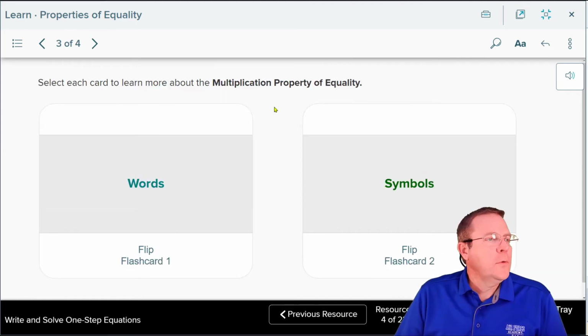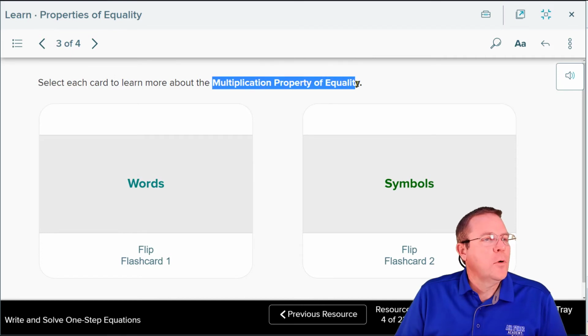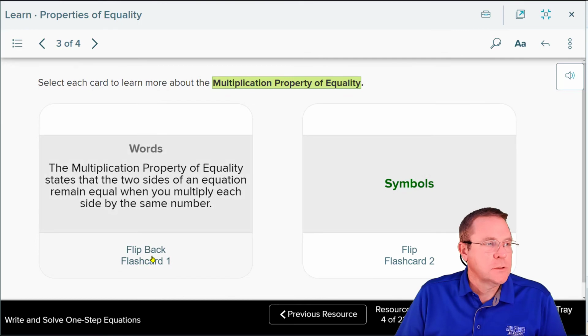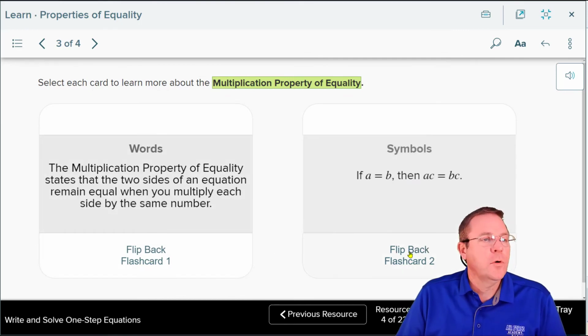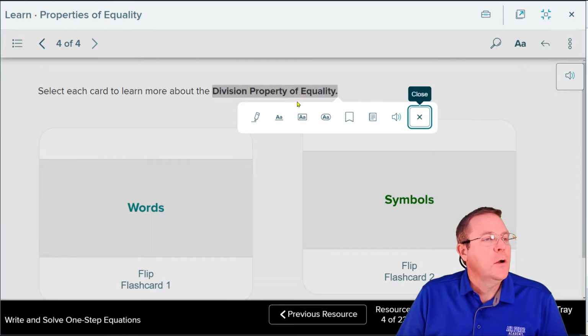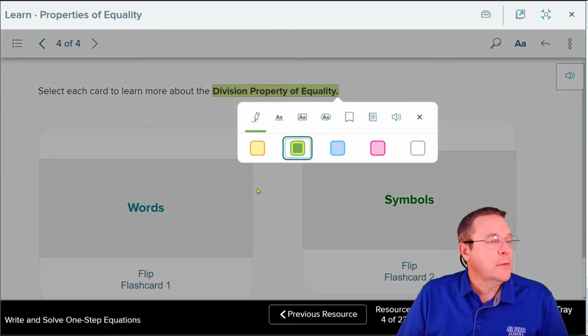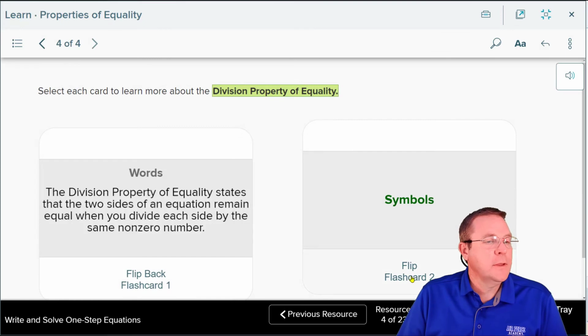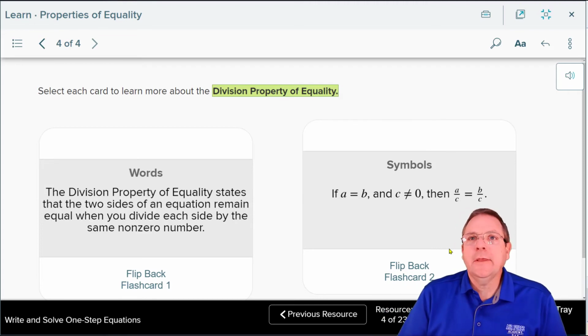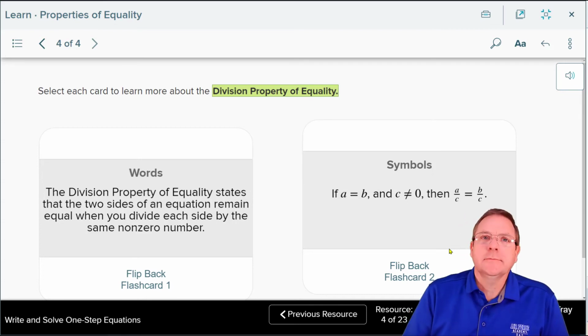We also have a couple of other properties to look at. You've got the multiplication property of equality, another vocab term, which says the same exact thing, only involving multiplication. And you have the division property of equality, also a vocab term. And guess what? It says the same exact thing again, only now it involves division. So your addition, subtraction, multiplication, and division properties all have the same exact thing going on with them, except it applies to each of the individual operations.